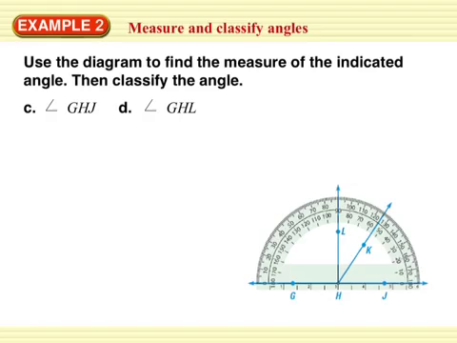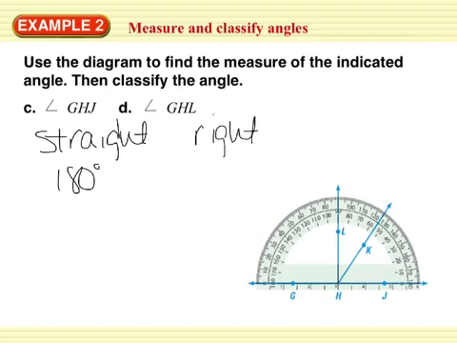2 more. GHJ. GHJ. Okay, that is straight. It's 180 degrees. GHL is right because it is 90 degrees.